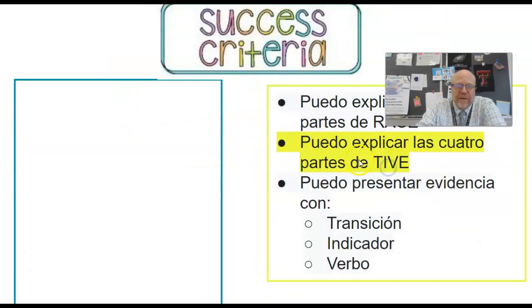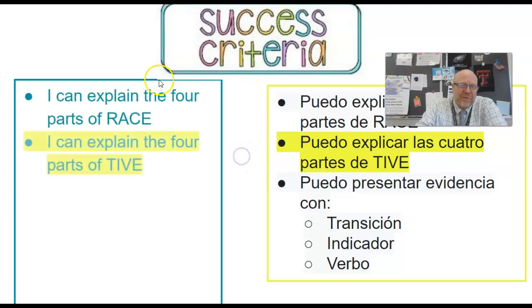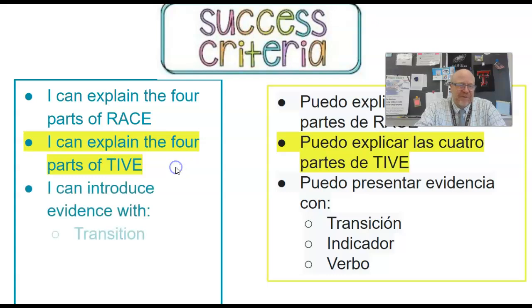All right, so at this point, you should be able to explain the four parts of RACE, and now explain the four parts of TIVE, which includes transition, indicator, verb. And we're going to practice with this next.